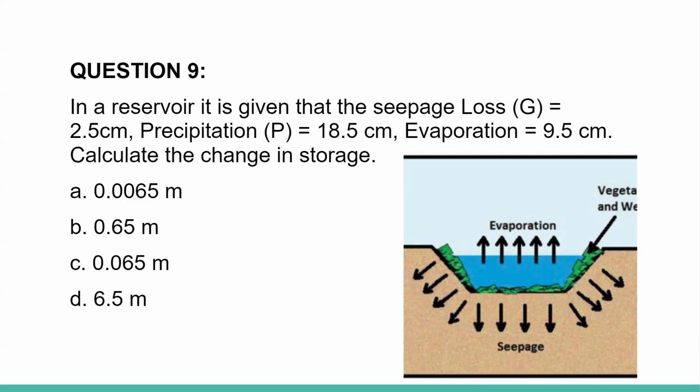Here the trick is basically they'll just give the components. You have to identify which is inflow and which is outflow. Seepage loss itself indicates that water is going away, so it is an outflow component. Precipitation we know is an inflow component. Evaporation, water is going out, so again that is an outflow component. So using the water budget equation, what will be the answer?